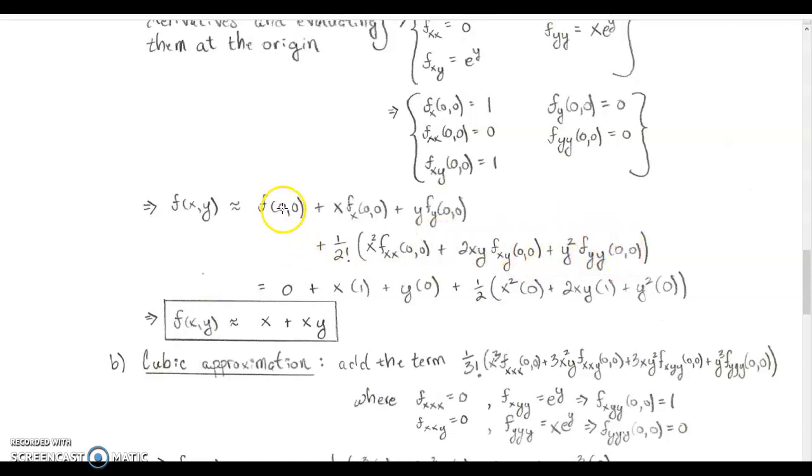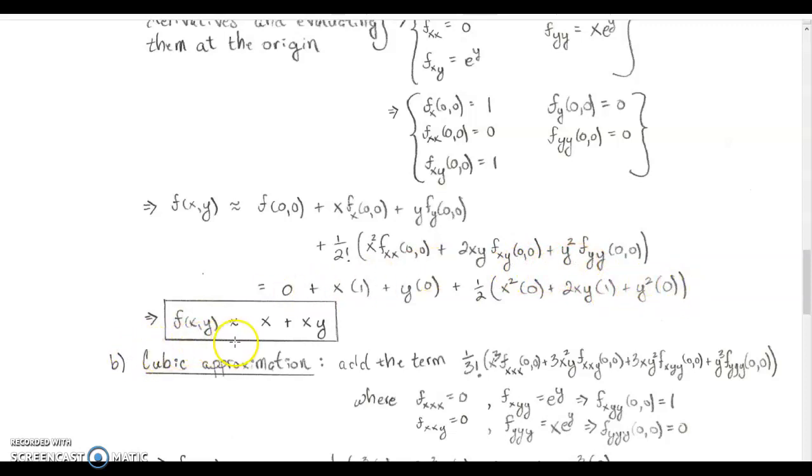I get 0 for f of 0, 0. I get x times 1, because f sub x at 0, 0 is 1, plus y times 0, since f sub y of 0, 0 is 0, plus 1 over 2 factorial, which is 1/2, times x squared times 0, because the second partial with respect to x at 0, 0 is 0, plus 2xy times 1, because the mixed partial of f with respect to xy is 1, and y squared times 0.